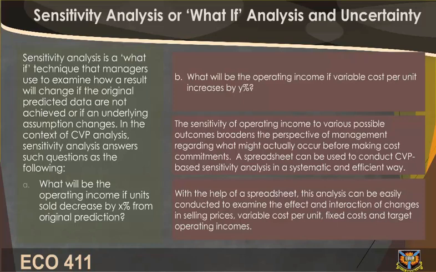The sensitivity of operating income to various possible outcomes broadens the perspective of management regarding what might actually occur before making cost commitments. A spreadsheet can be used to conduct CVP-based sensitivity analysis in a systematic and efficient way. With the help of a spreadsheet, this analysis can be easily conducted to examine the effect and interaction of changes in selling prices, variable cost per unit, fixed cost, and target operating incomes.